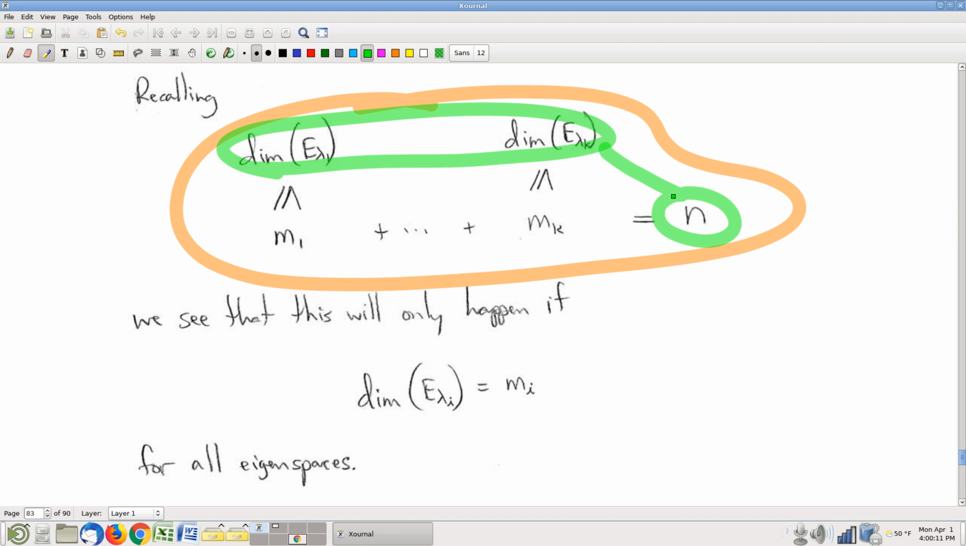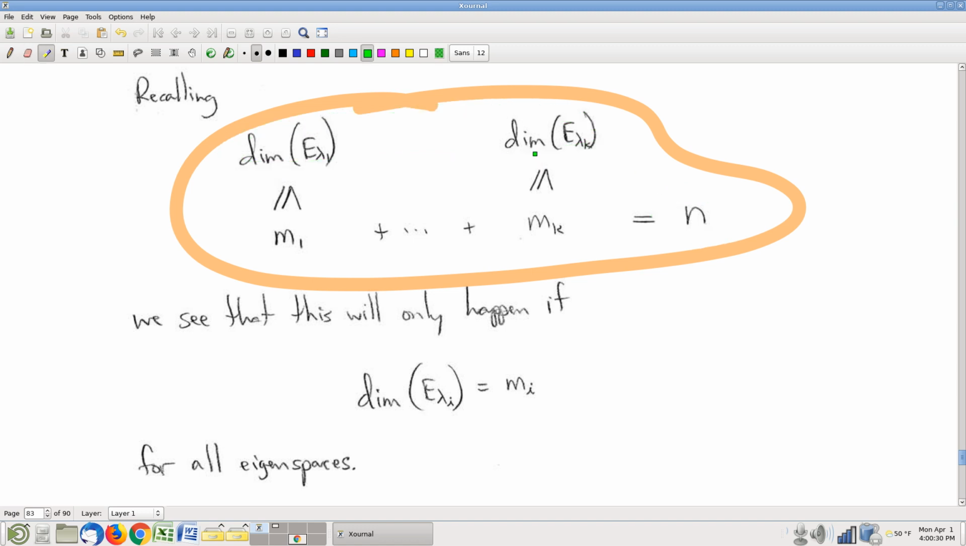Our goal here is to find a basis for Rn of eigenvectors. A basis for Rn must have n vectors in it. So what we need in order to get a basis for Rn consisting of eigenvectors is this best case. I need to have equality in all of these cases. For each eigenvalue, I need to find the maximum possible number of eigenvectors, namely the multiplicity.